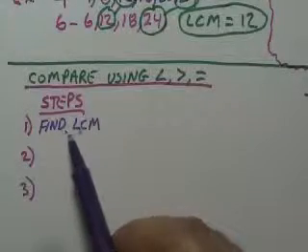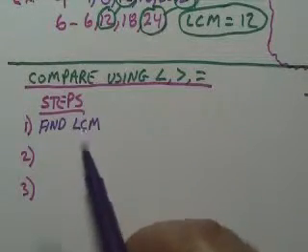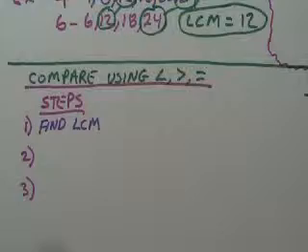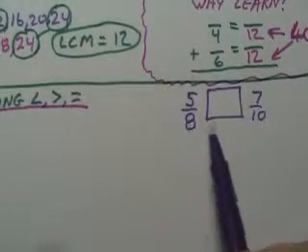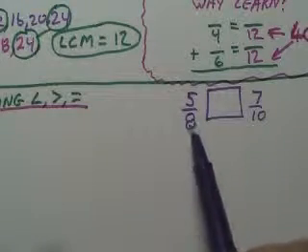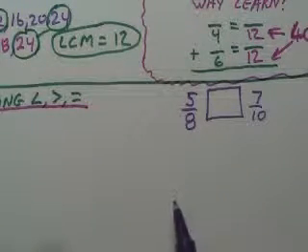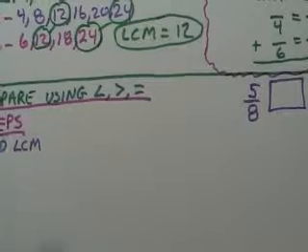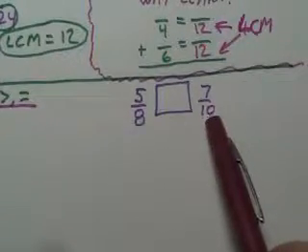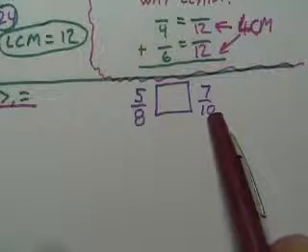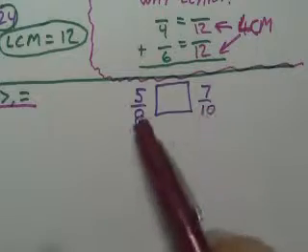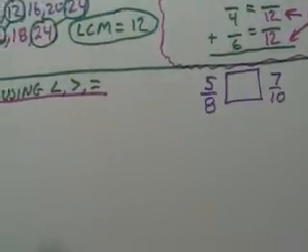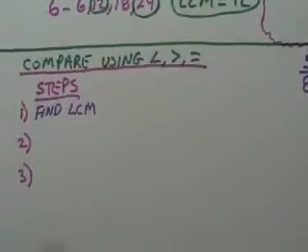Okay, our first step is to find the least common multiple, LCM. Because notice the denominators here are both different. So we need to find a common denominator, or the least common multiple. The easiest way of doing this is to take the biggest denominator that you have, which would be 10, and just start writing multiples of it until you find one that 8 will go into. So let's write the multiples of 10.